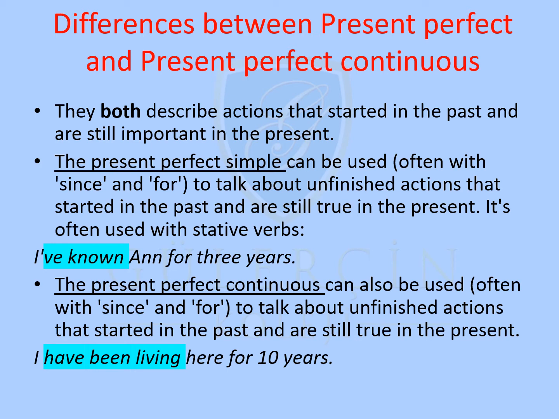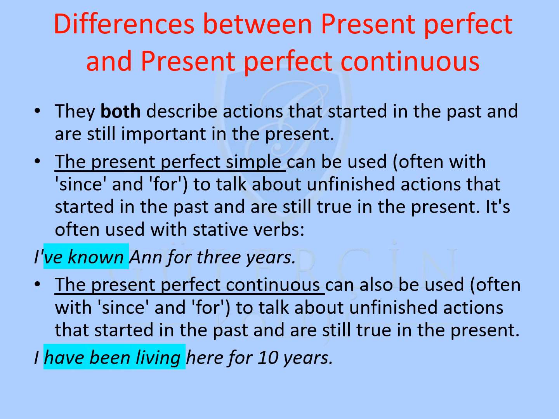Time to compare the two tenses, present perfect and present perfect continuous. What is similar between them? They both describe actions that started in the past and are still important in the present. Now, one by one, the present perfect simple can often be used with since and for to talk about unfinished actions that started in the past and are still true in the present. It's often used with stative verbs. Example: I've known Anne for 3 years.